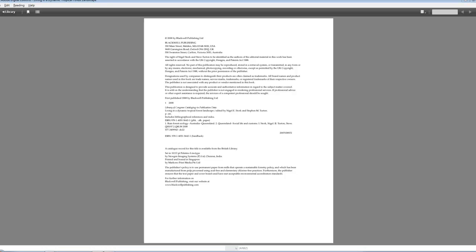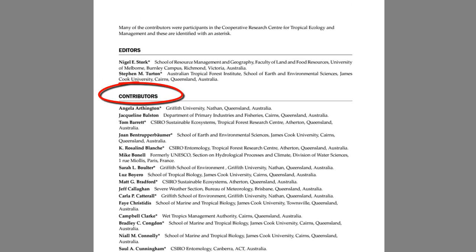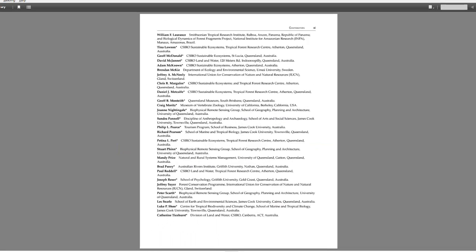Our last item is the purpose of the source. So is it for a scholarly audience or for entertainment? I already know that the publisher is an academic one, and if I look a bit further inside, I can see the list of contributors and their affiliations. So I know that they are knowledgeable on this topic as they work for agencies or institutes who study or manage forests.